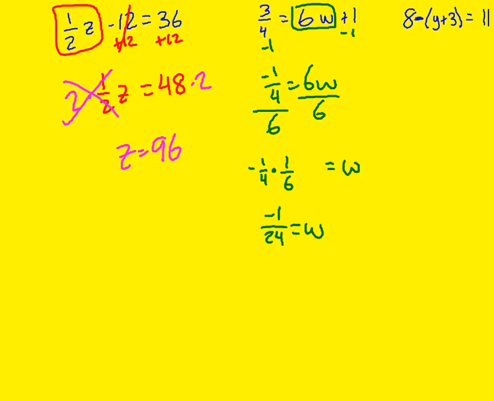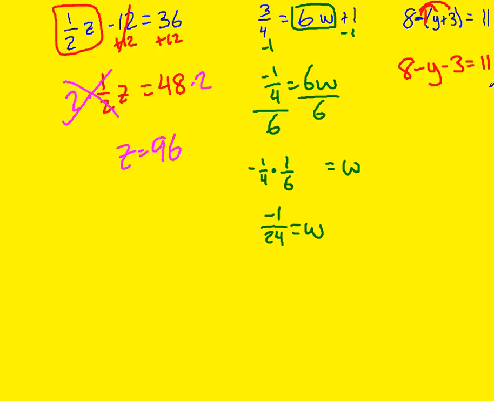Okay, and then this last one over on this side, I have these parentheses. I need to distribute through. It's like saying I have a 1 in front. I need to distribute the negative 1 into those parentheses. So I'll get 8. This will now become a minus y, and a minus 3 equals 11.